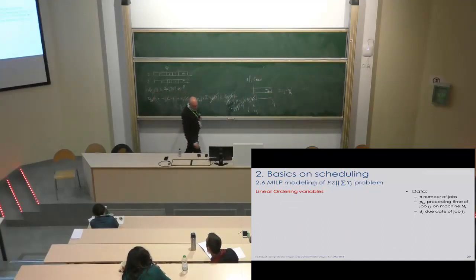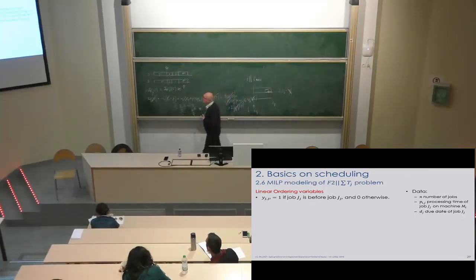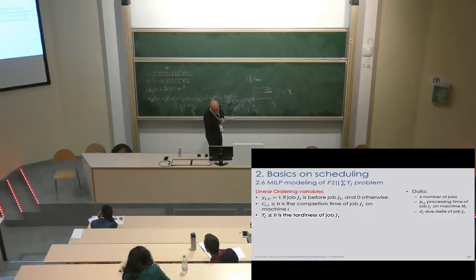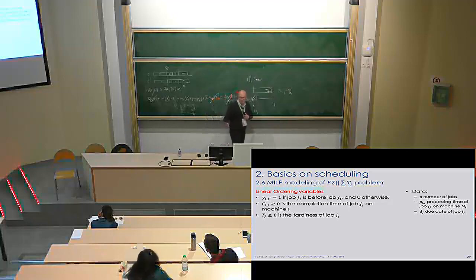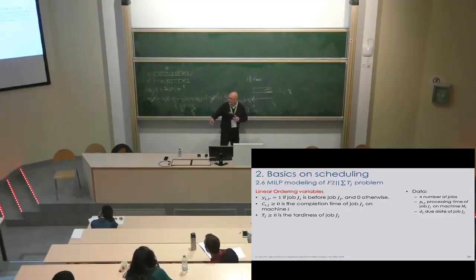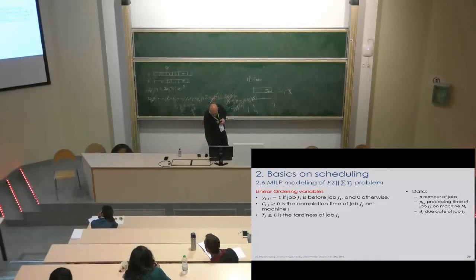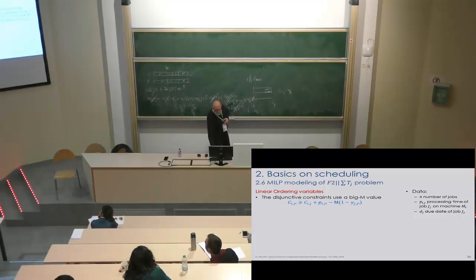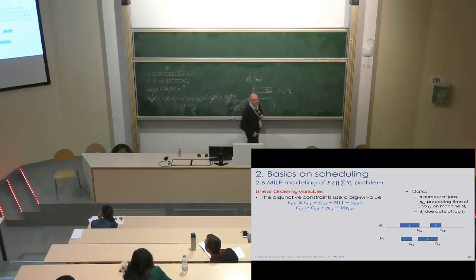where here we use variable y_jj' equal to 1 if job j is before job j' and 0 otherwise. And with this sort of variables, we have C_ij, the completion time of the job, and T_j, the tardiness of the job. Here, we don't talk about positions. We deduce the positions from the variables, but it's not explicitly in the variable definition. And we use what we call a big M to describe the disjunctive constraints.